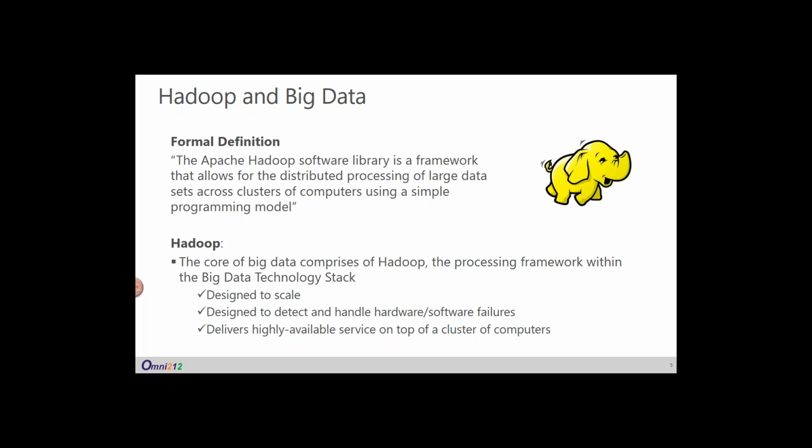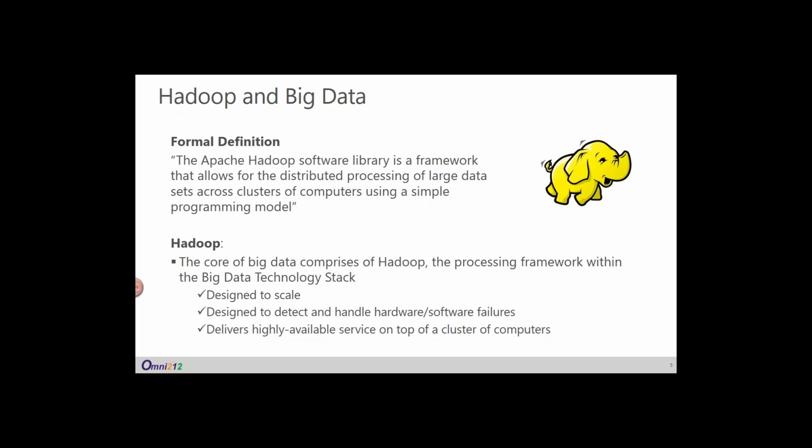Hadoop was originally created by Doug Cutting and Mike Cafarella in 2005, and it was taken up as a top-level Apache project in December 2011. The Apache Hadoop software library is a framework that allows for the distributed processing of large data sets across clusters of computers using a simple programming model. It is designed to scale, which means it can scale from single servers to thousands of machines, each of which offers local computation and storage.